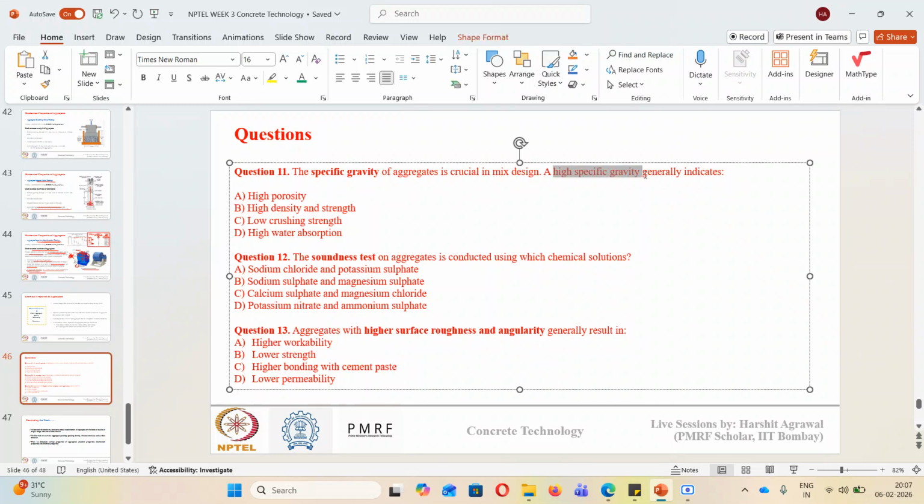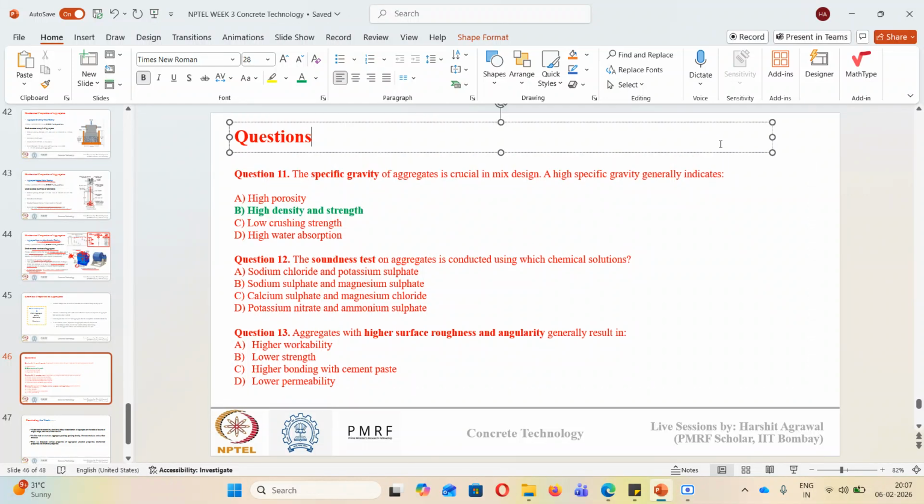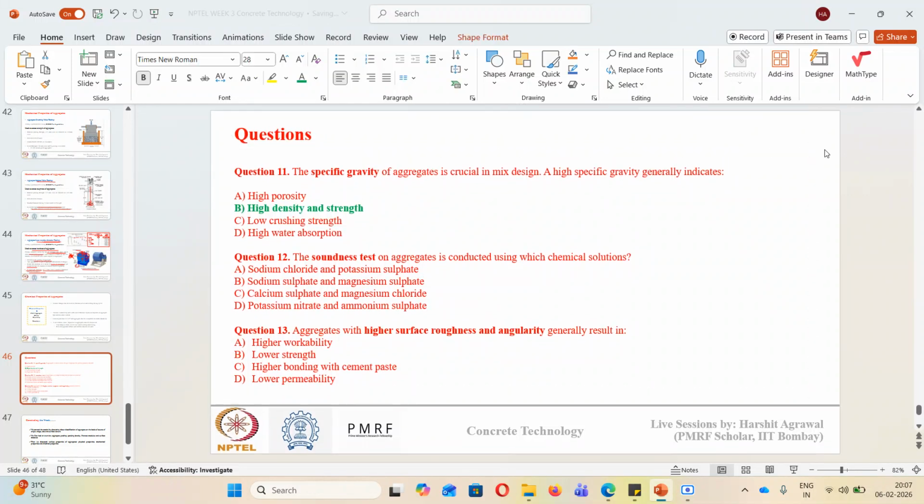High specific gravity means high density of aggregate, and if aggregates have high density, they have high strength. Such high specific gravity aggregates are used generally when we talk about high performance concrete or high strength concrete. The strength of concrete doesn't just come from the hydration of cement and water. Aggregates are also a very important component in strength of concrete.